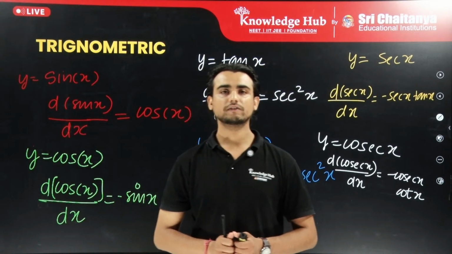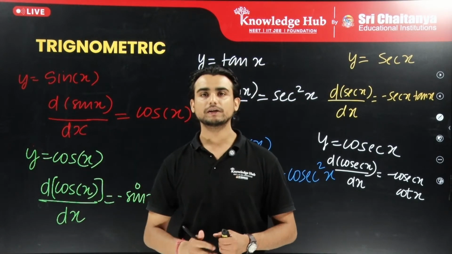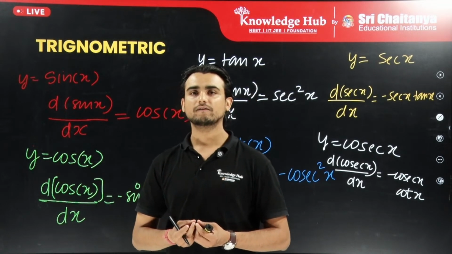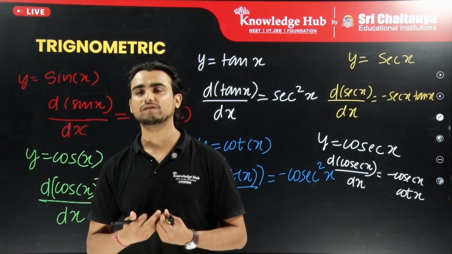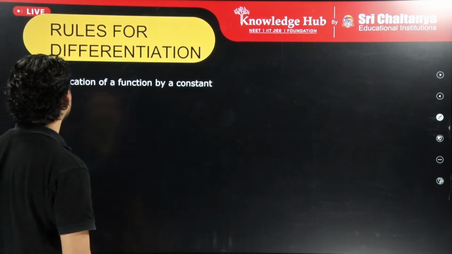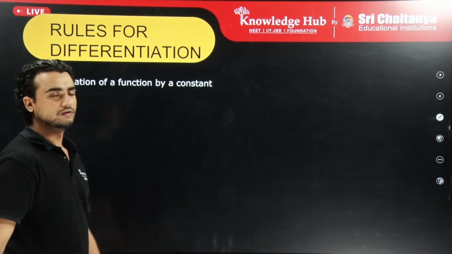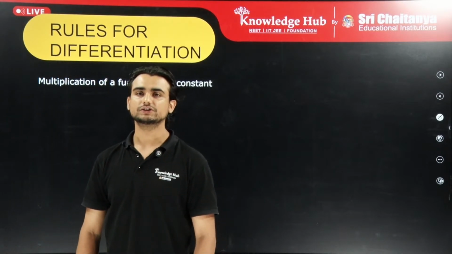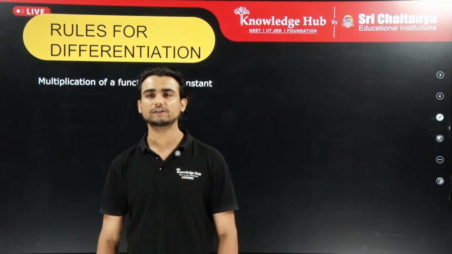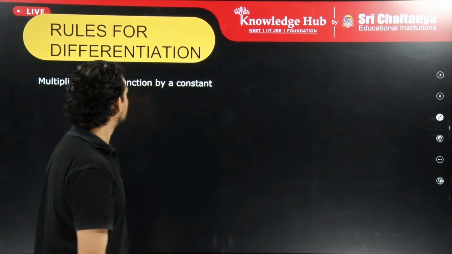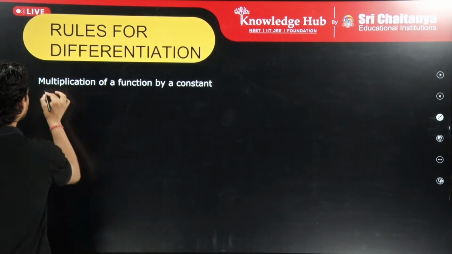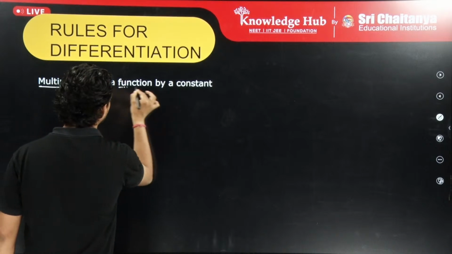We have not covered every function here, but using these formulas, we will be able to find the differentiation of each and every function. So let's talk about the different functions which we have. Before finding the differentiation of all the functions, let's first discuss some rules used in differentiation. First rule: multiplication of a function by a constant.